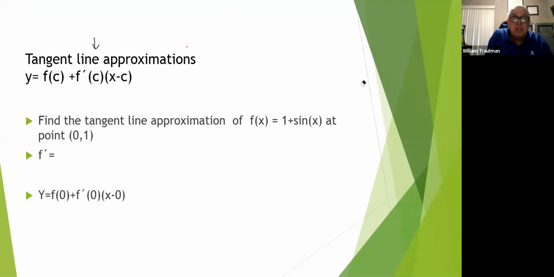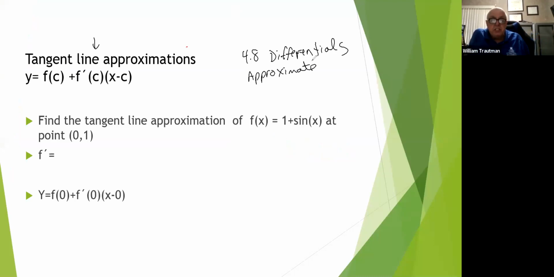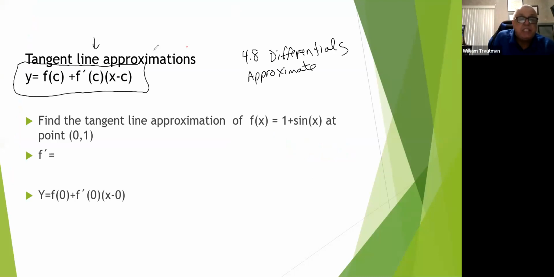All right, so what we're covering today is 4.8, differentials. This is just a way of approximating. It gives a formula for tangent line approximations at a particular point, and our particular point is c.